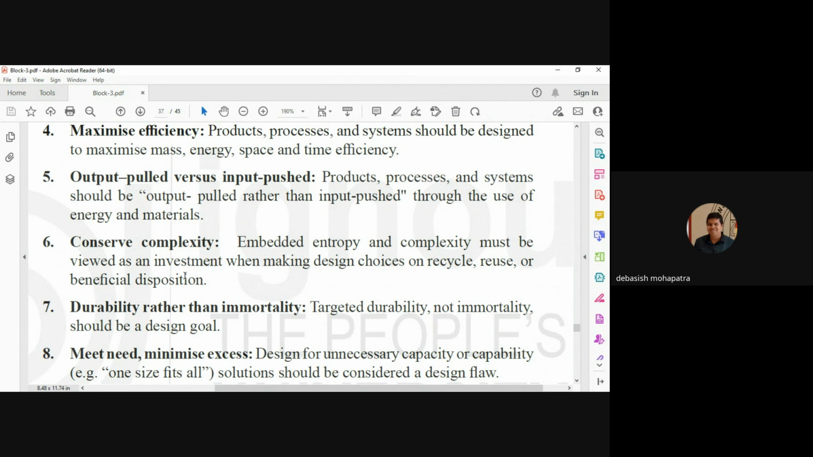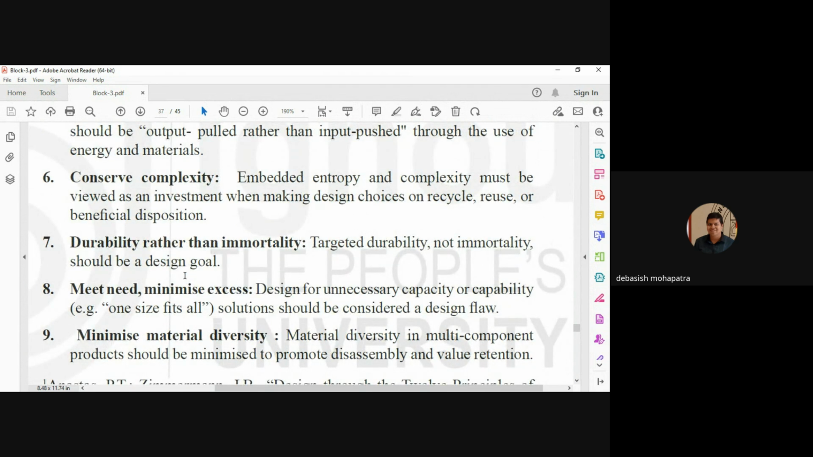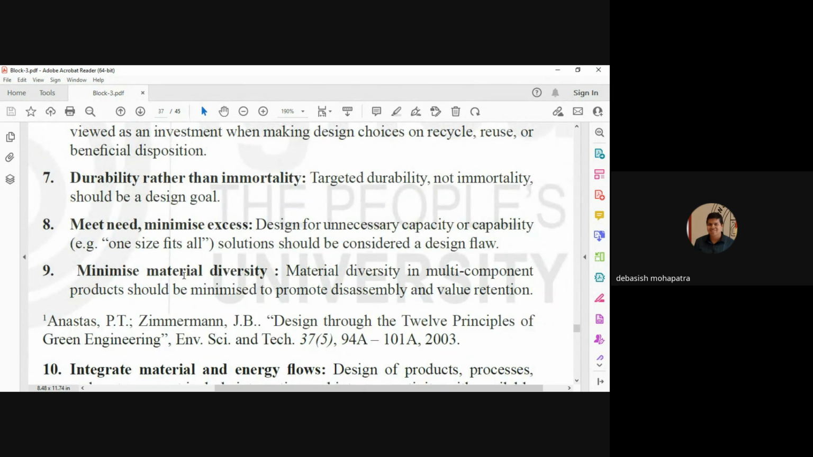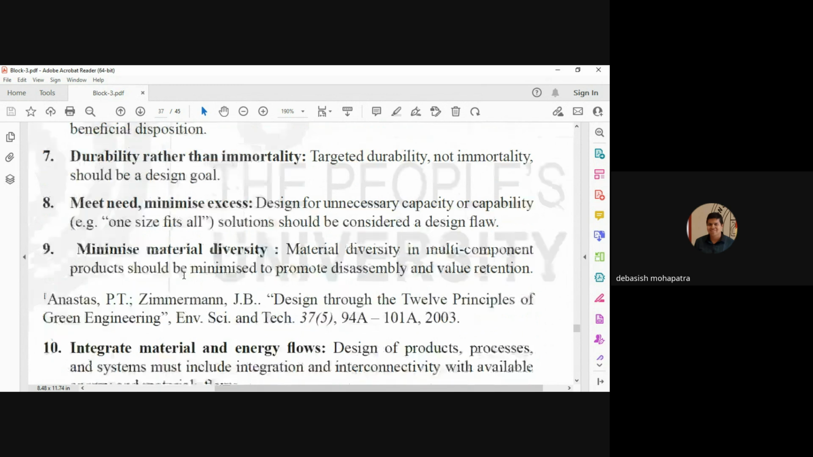So, the use of energy and material. Then conserve complexity. Embedded entropy and complexity must be viewed as an investment when making decisions on choice of recycling, reuse, or beneficial disposition. Durability rather than immortality. Targeted durability, not immortality, should be a design goal. Meet need, minimize excess. Design for unnecessary capacity and/or capability, for example one size fits all solutions, should be considered as design flaws.